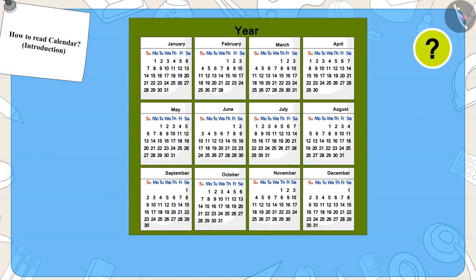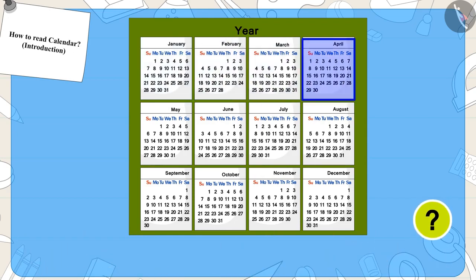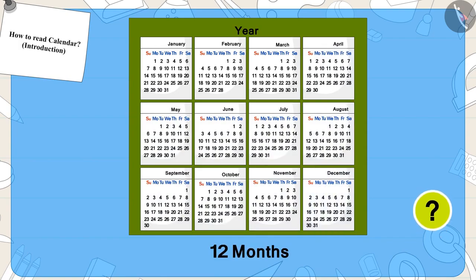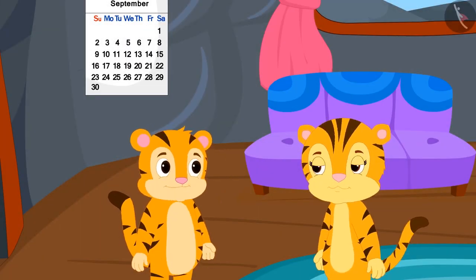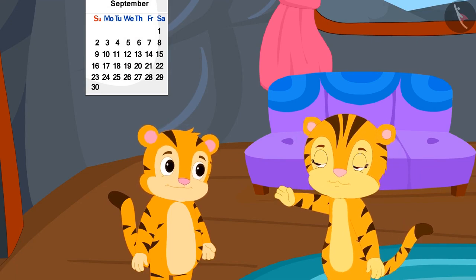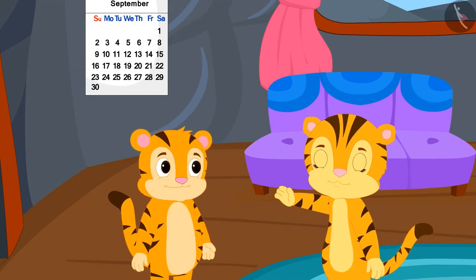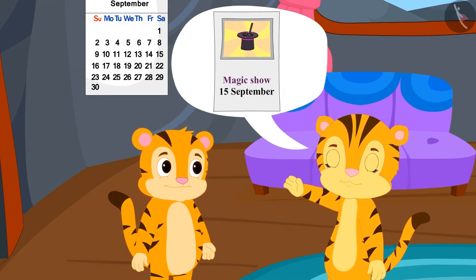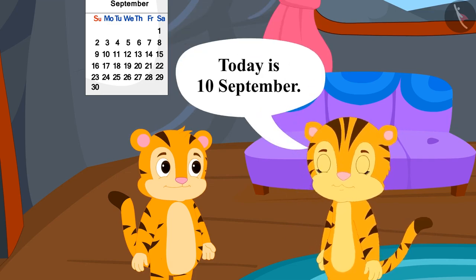Children, do you know how many months are there in a year? Exactly, 12 months. Now Sher Khan's mother is explaining to him that on the poster of the game of magic, it is written that the game is going to be on 15th September and today is 10th September.